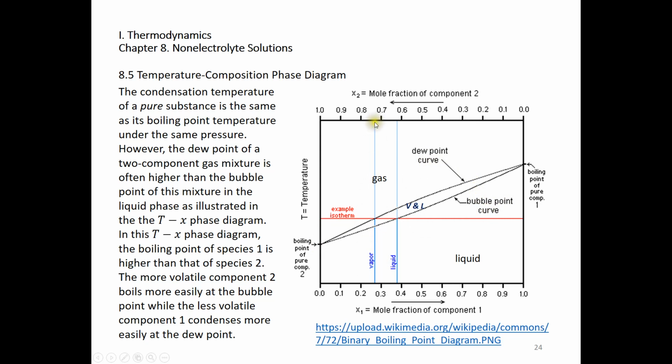For example, right here, at this point we have really high temperature, and you can see at this point the mole fraction of component 2 is 0.73. The mole fraction of component 1 is 0.27. Again, 0.73 plus 0.27 is equal to 1. The two mole fractions should add up to 1. Now we start to lower the temperature.